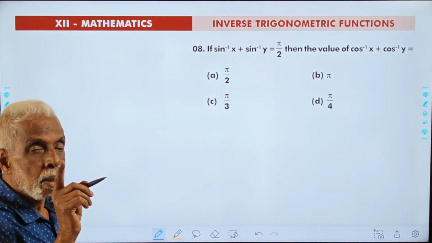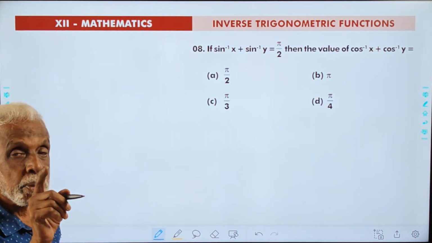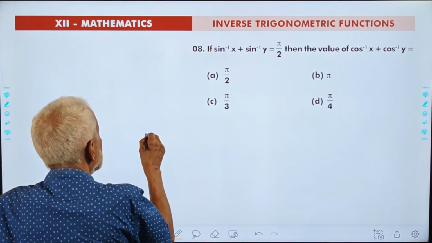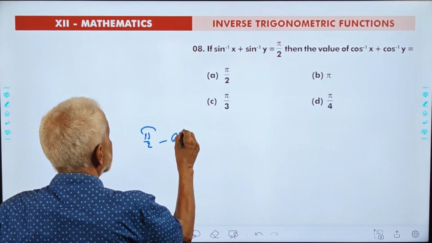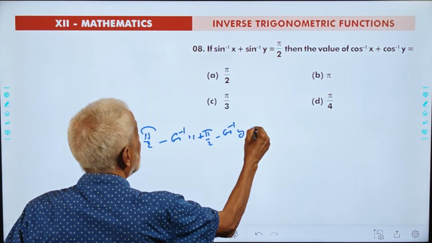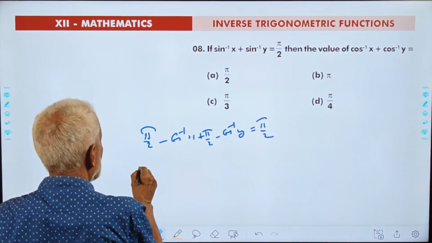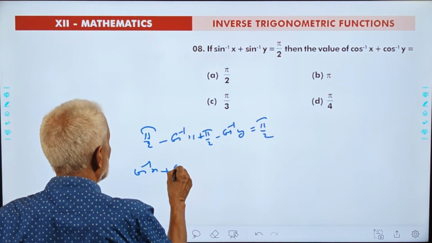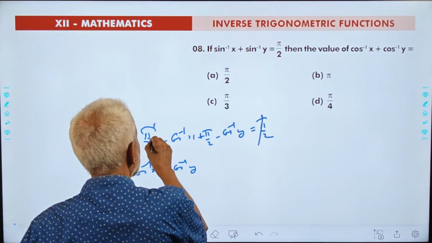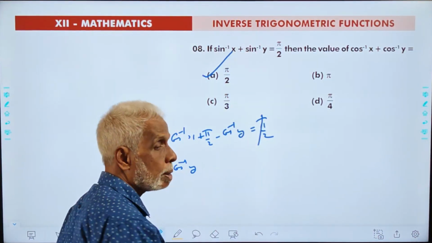You know, sin inverse x plus cos inverse x is equal to pi by 2. And sin inverse y plus cos inverse y is equal to pi by 2. Therefore, pi by 2 minus cos inverse x plus pi by 2 minus cos inverse y equals pi by 2. Then cos inverse x plus cos inverse y is equal to pi by 2, since pi by 2 on both sides will get cancelled. The answer is pi by 2, A choice.